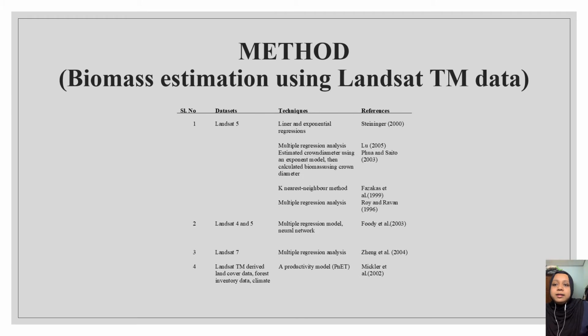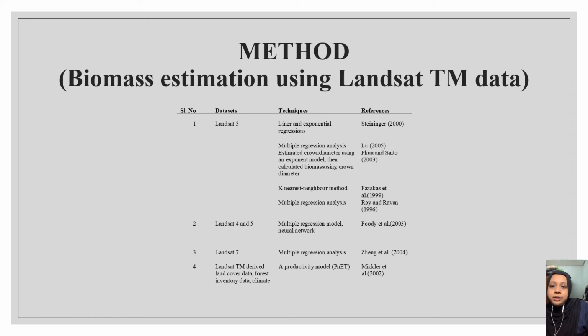The first data set is Landsat 5, and the technique is linear and exponential regression. Multiple regression analysis estimates crown diameter using an exponent model, then calculates biomass using crown diameter, k-nearest neighbor method, and multiple regression analysis. The second is Landsat 4 and 5.